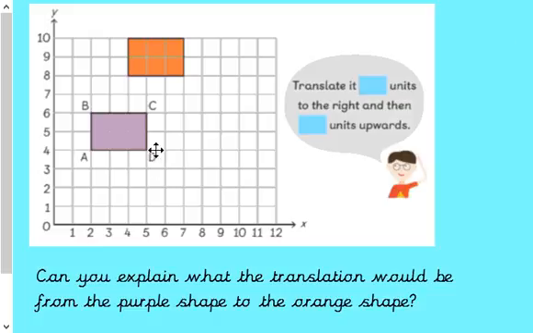Okay, so welcome back. This time then, hopefully you will have said, if we're looking at the statement that the child has made here, it will be 2 units to the right and then 1, 2, 3, 4 units up. So the translation would be 2 right, 4 up.